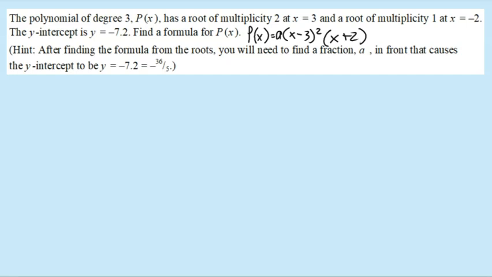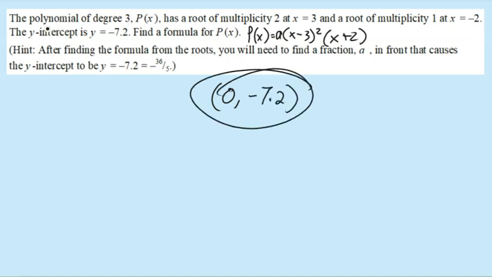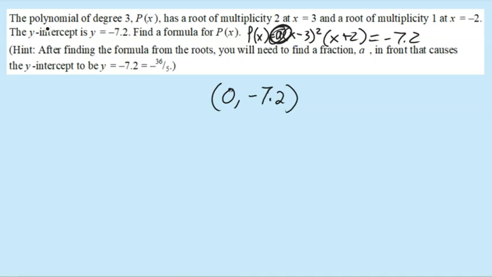But it says that the y-intercept is supposed to be negative 7.2, and we got to find a formula for p of x. Now remember, when the y-intercept is negative 7.2, that means that the point (0, negative 7.2) is a point on this function. So what we can do is plug 0 in for x, put a 0 here, here, and here, set it equal to negative 7.2, and then solve for a. And that's what we're going to do.